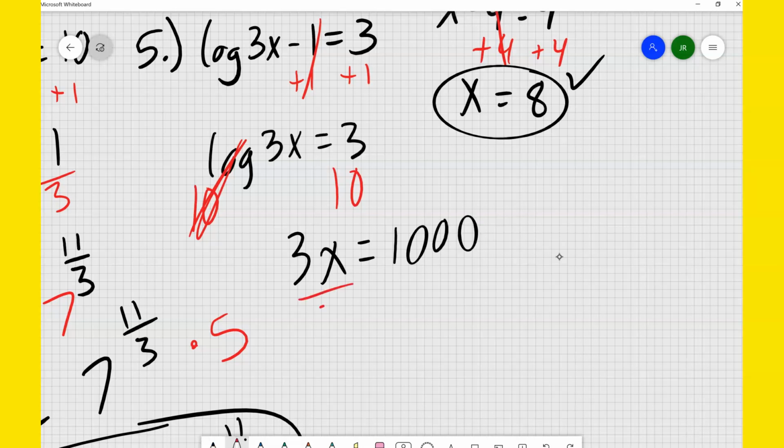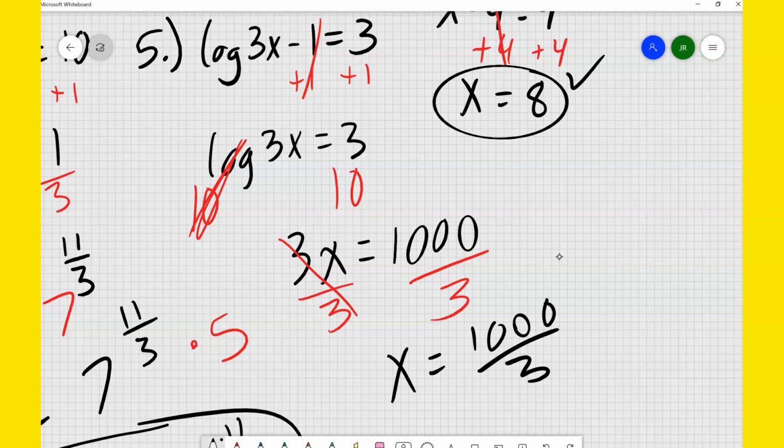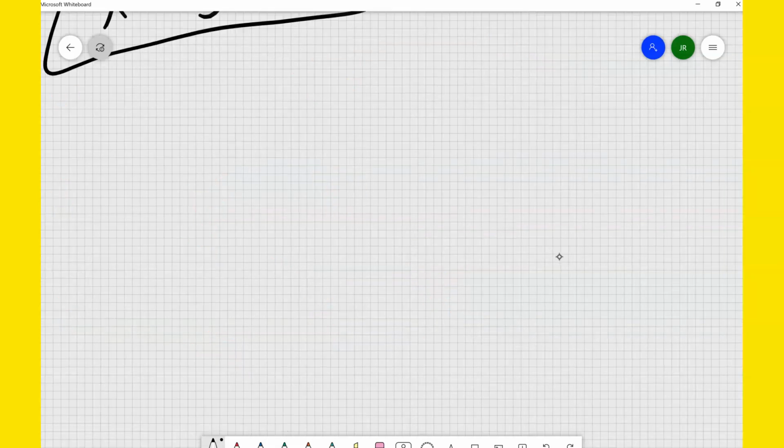And then I'm going to divide both sides by 3. And x will equal that, 1,000 over 3. I think I'll just leave it as a fraction instead of rounding it off. All right, let's do a couple more.